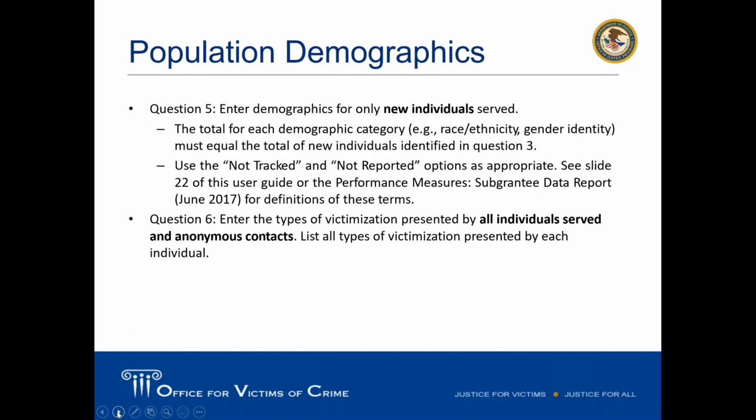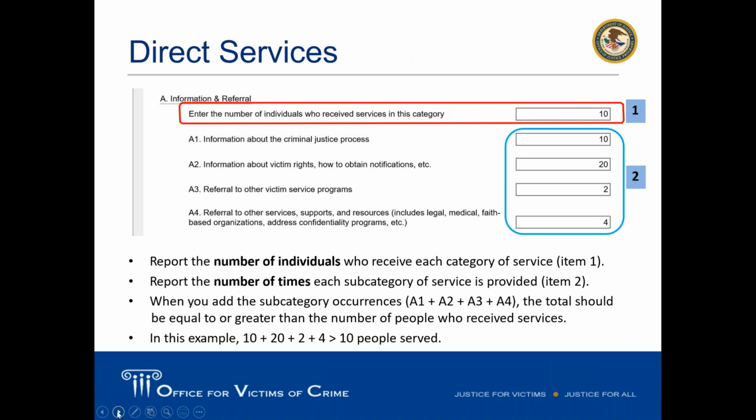Population demographics. Enter demographics for only new individuals served. That's question number 5. Question number 6, enter the types of victimizations presented by all individuals served, all of the individuals that you're serving, and even the anonymous contacts. List all types of victimizations presented by each individual. And sometimes that could be more than one. So make sure you're listing those individuals served. The types of victimizations.